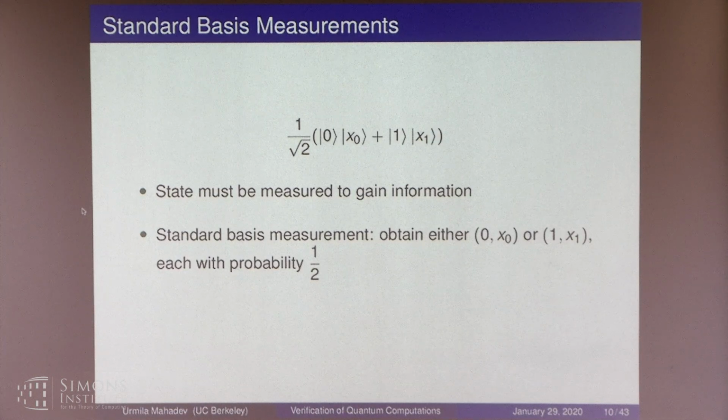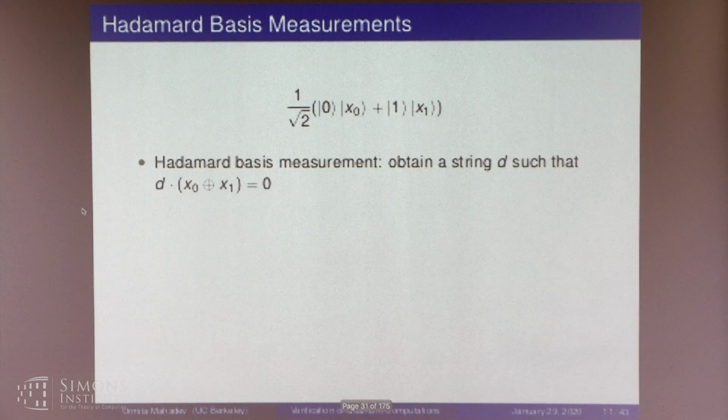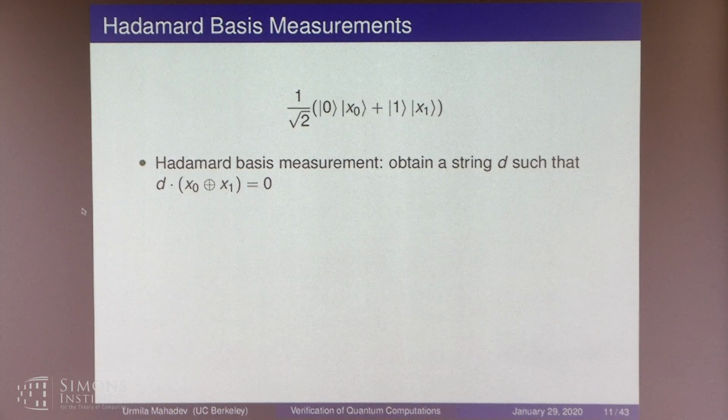If we measure in the standard basis, we'll obtain either one of the two pre-images with equal probability. That's not particularly interesting because that can easily be reproduced by a classical probability distribution. Now, if we measure this in the Hadamard basis, then we'll obtain a string D which satisfies this equation. This is the part that seems interesting because the string D satisfies this equation which has to do with both members of the claw, both X0 and X1, even though the quantum machine itself can't find the claw.